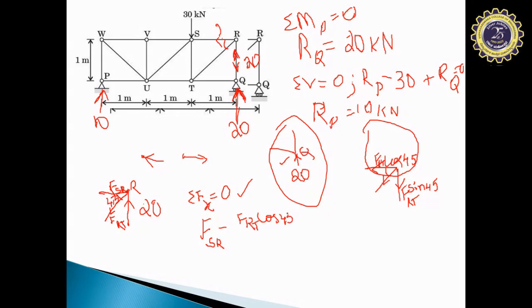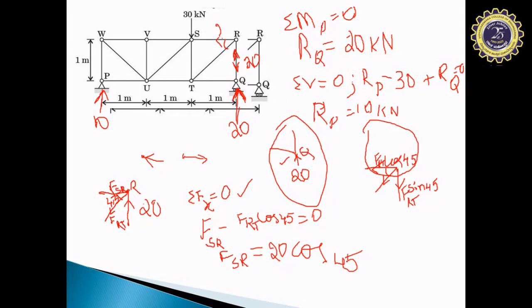45. Is there any other horizontal force acting at this particular point? One is SR, one is horizontal component of the force RT. This is purely vertical, hence this will not contribute to the x direction. So that is all. So this will be equated to 0. We already know what is RT. So F SR is equal to, if we take it to the right hand side, F RT, we know what is F RT. F RT is 20. So 20 cos 45.